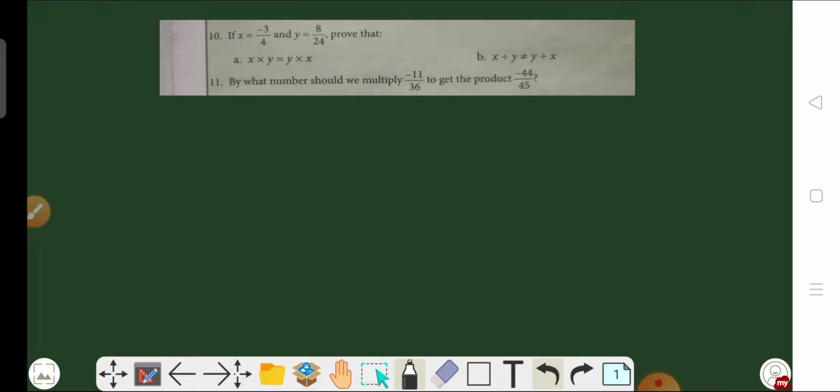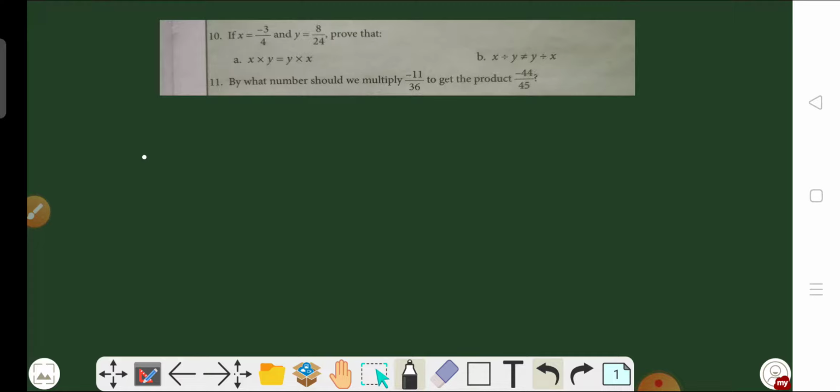In question number 10 you have to check that x into y is equal to y into x, and x divided by y is not equal to y divided by x. So how can we check? We will check this by taking firstly the left hand side and then the right hand side.